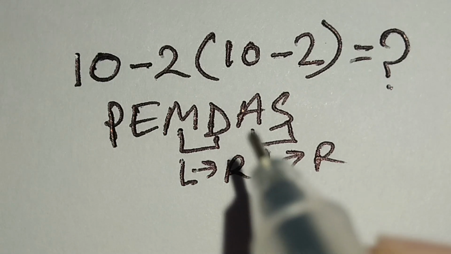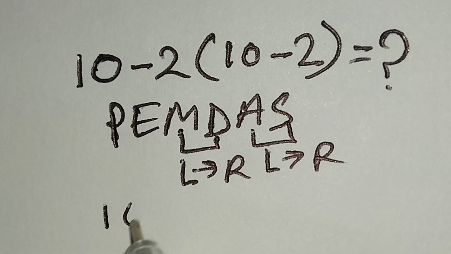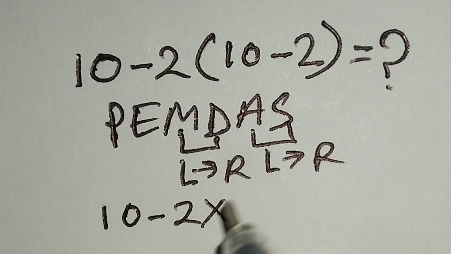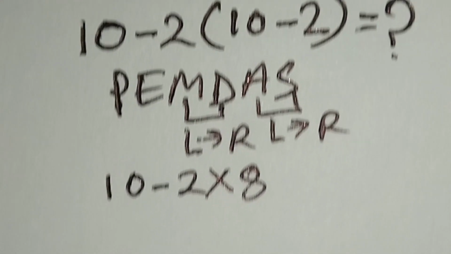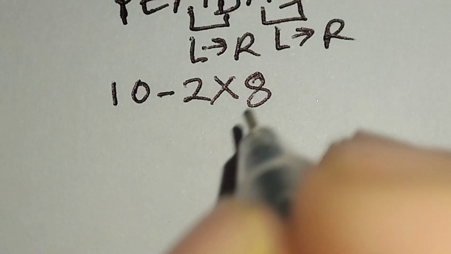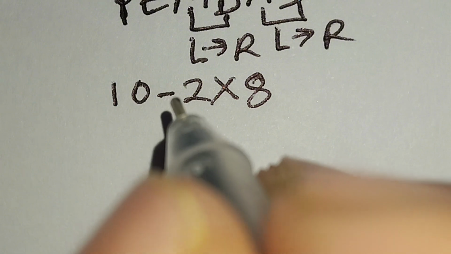Therefore, at first we have to work with this parenthesis. Here this 10 minus 2 multiply this 10 minus 2 gives us 8. Now I have to work with this multiplication because multiplication have higher priority than this subtraction.